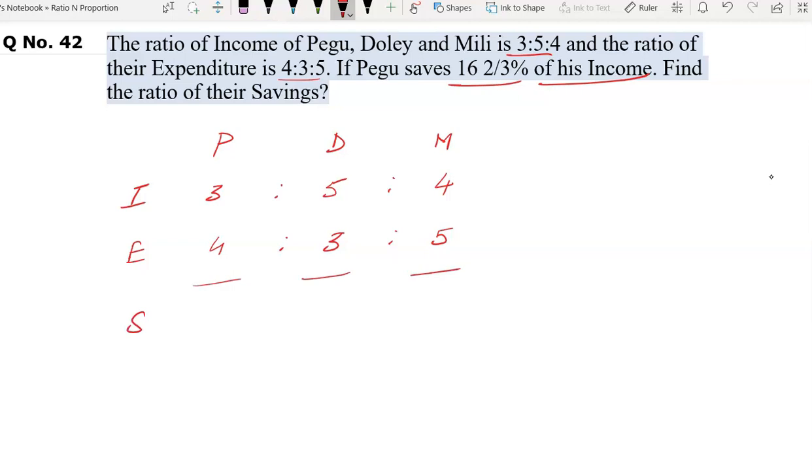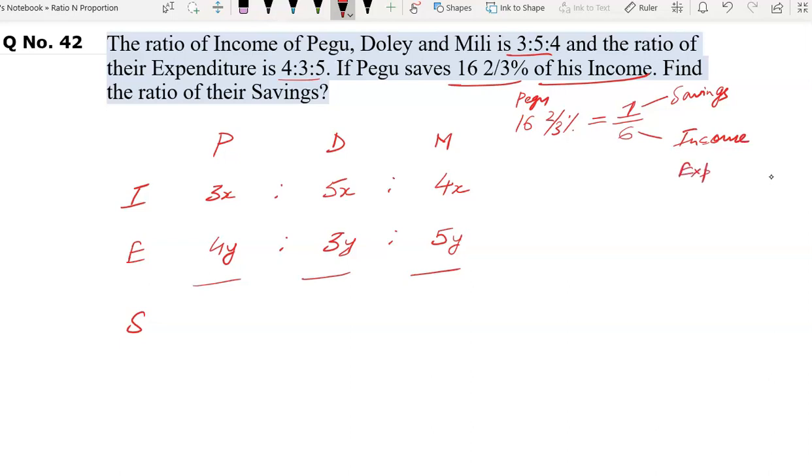Now let's say our income is 3x, 5x and 4x for Pegu, Doley and Mili, and the expenditure is 4y, 3y and 5y. Now the question says Pegu saves 16 2/3% of his income. 16 2/3%, in fraction we know it's 1/6. So that means one part is savings, and 6 parts, the total, will be the income.